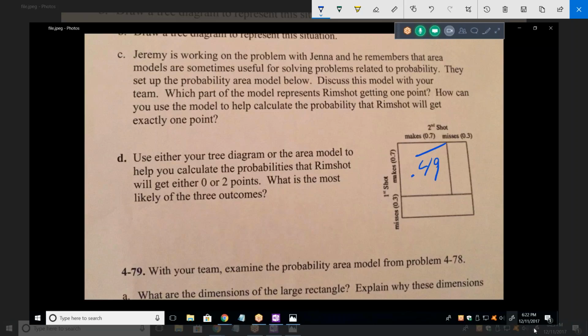Yeah. This bottom rectangle here is, we'll call this 1, and we'll call that 0.3. So the odds of getting 0 points is the area of that rectangle, 0.3. Now, if this distance here is 0.7, which it is, then this distance here is 0.3, and this distance here is 0.7. So the area of this rectangle right there is what?